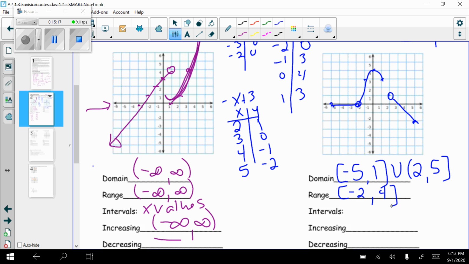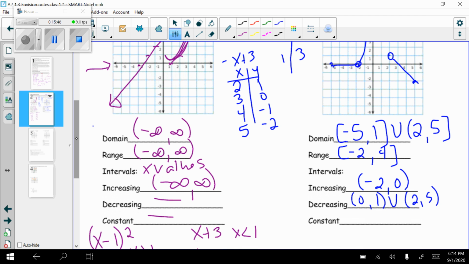So now I'm looking at my intervals for increasing, decreasing, and constant. So increasing from left to right, this part of my parabola is increasing from -2 to 0. So -2 to 0 is increasing. Decreasing, this part of my parabola from 0 to 1 is decreasing. Then also this line is decreasing from 2 to 5. So union, or and, 2 to 5. Then constant. So this horizontal line stays constant. It stays constant from -5 to -2. So -5 to -2.